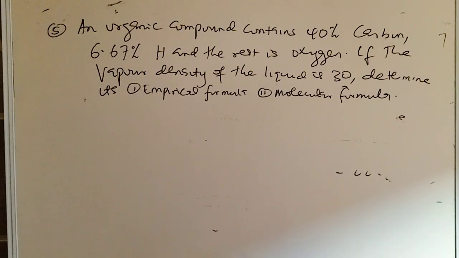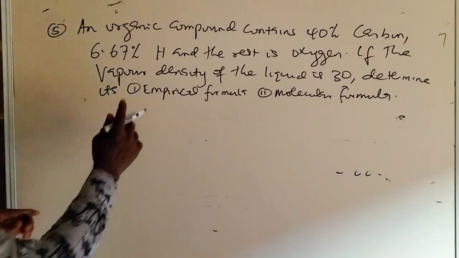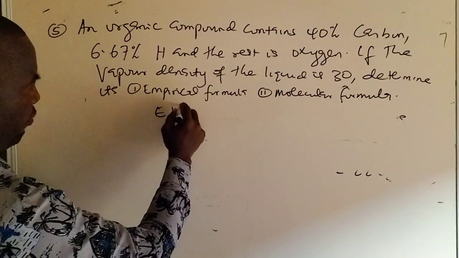Empirical formula is the formula of a compound which shows the atoms present in 1 mole of the compound in their smallest ratios. That's the empirical formula. So let's go ahead to solve this first one, empirical formula. Let me call it EF.